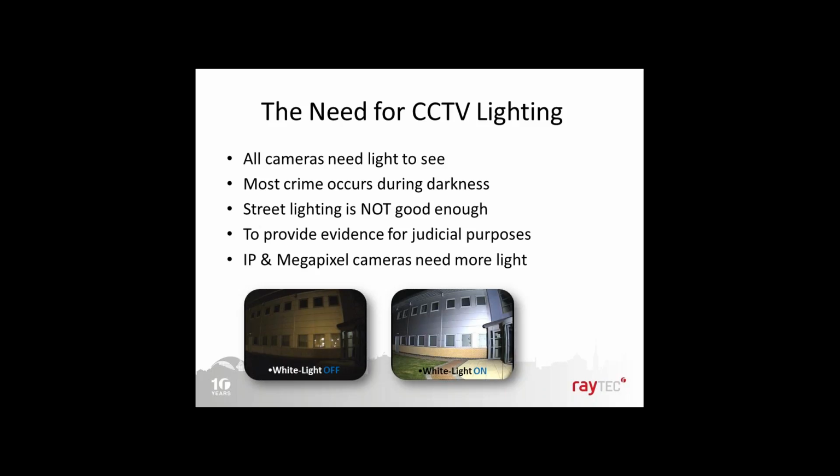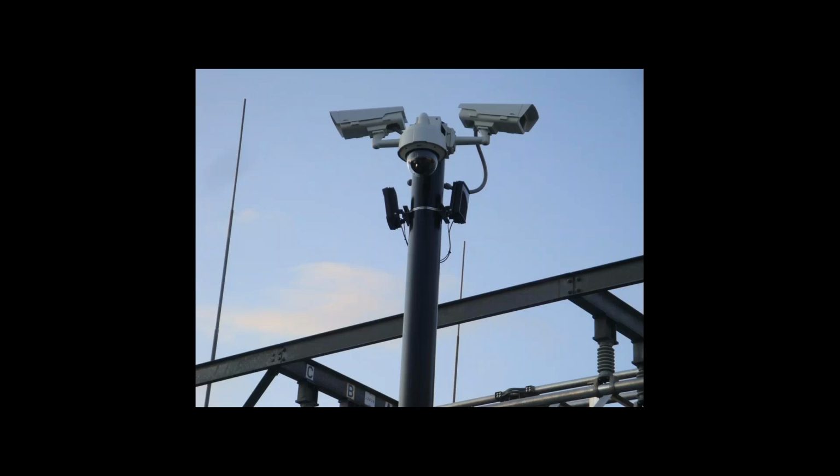So we've looked at the need for lighting and why you need lighting. Then you have to look at what kind of lighting you are going to use. So we'll look a little bit at infrared. This is an example of an infrared application. This is a power station in the UK. This is Raytec lighting with Axis cameras, as you can see.